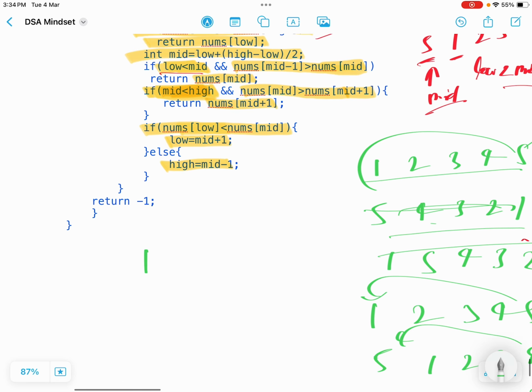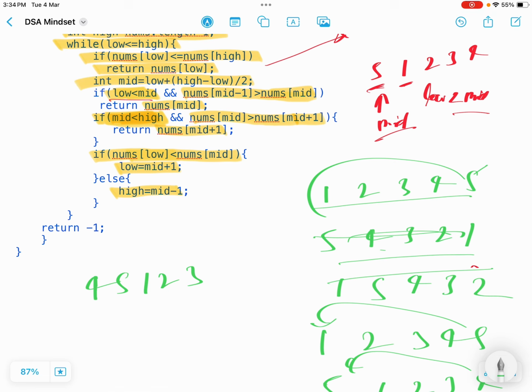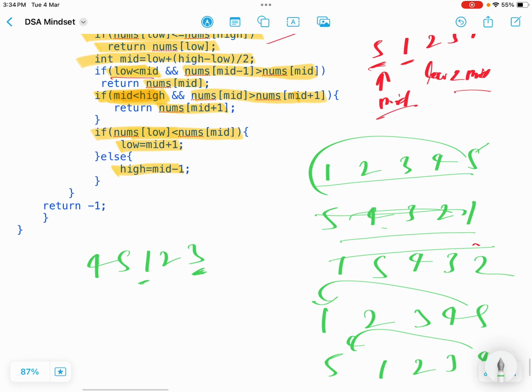Let's suppose 4 5 1 2 3, where low is coming here and mid is coming here, right? Or maybe let's try a little bit more, 3 4 5 1 2. So let's suppose low is here, and mid is here, and it is sorted, this condition I'm trying to see. So low is here, which means low is lesser than mid, right? I mean 3 is less than 5.